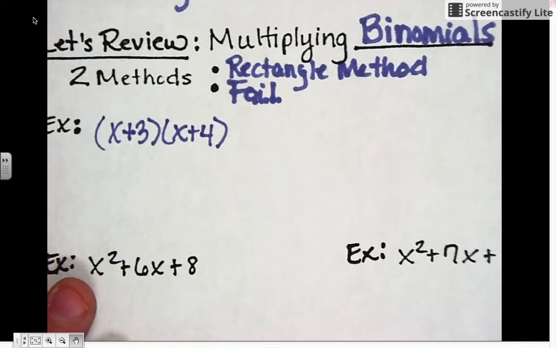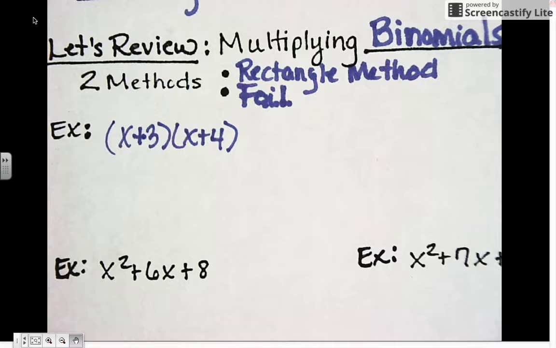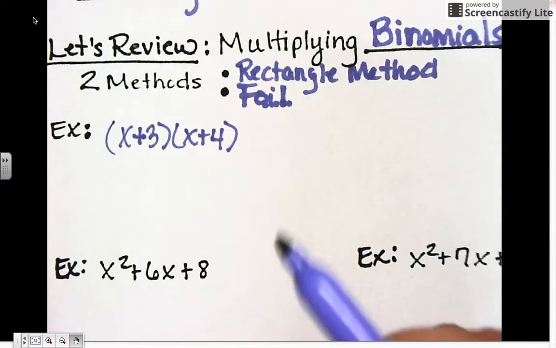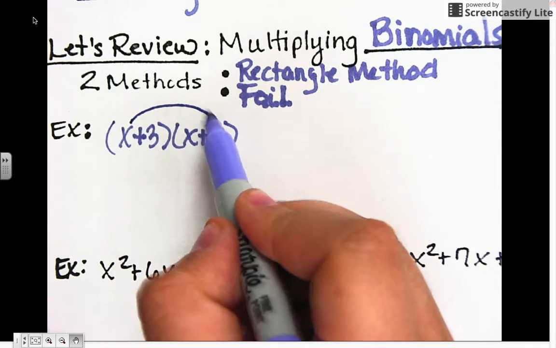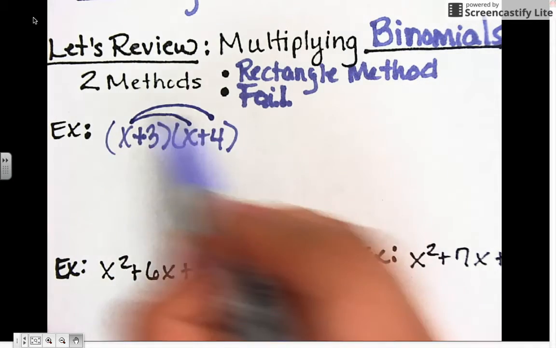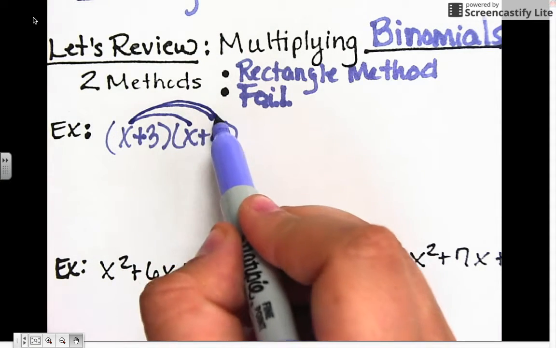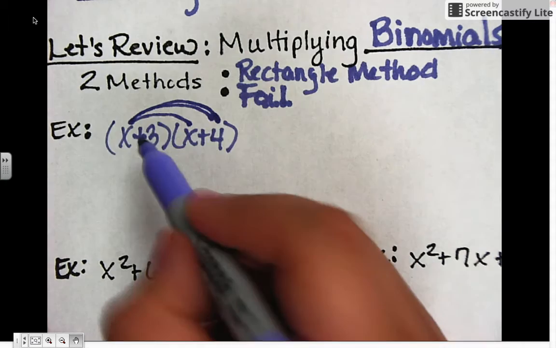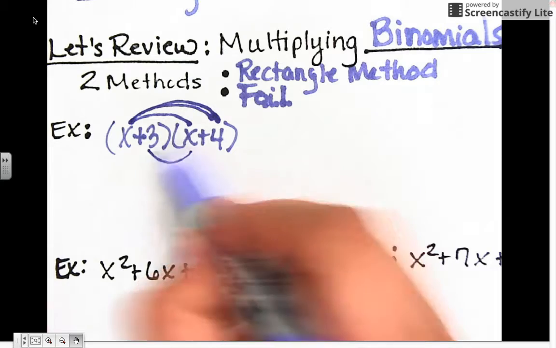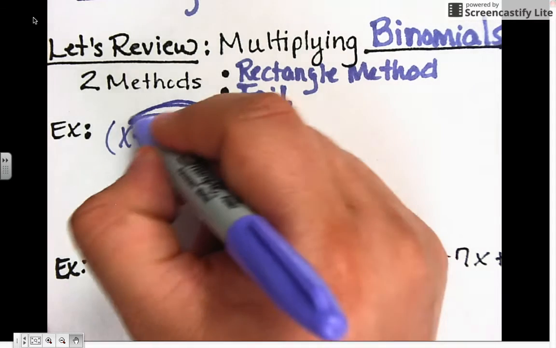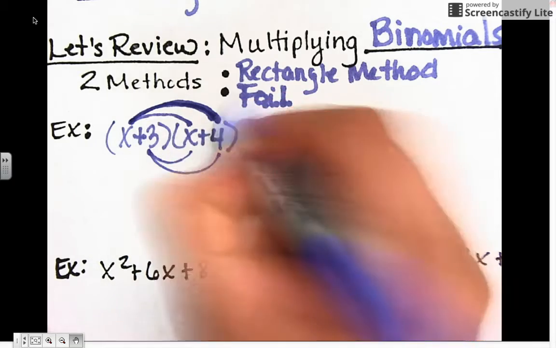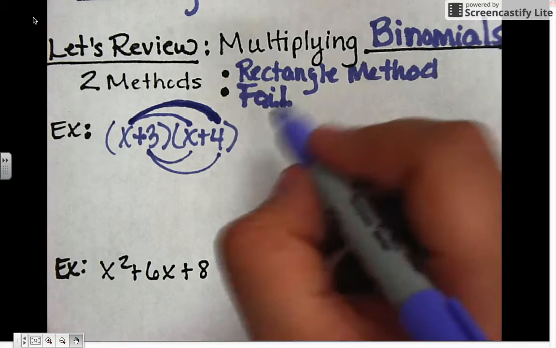So let me go ahead and zoom in here a little bit more because now we're going to focus on this area. So we're going to use FOIL. And how would I use FOIL? It's basically supersized distributive property. You're going to distribute the x to the first term, x to the outer term, 3 to the inner term, and 3 to the last term. So it's first, outer, inner, last.